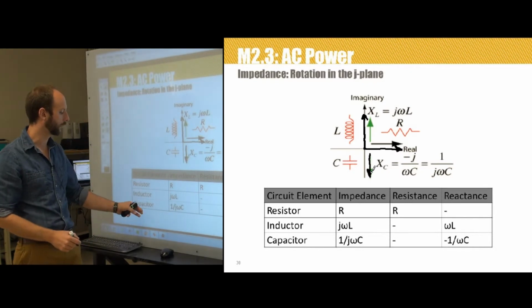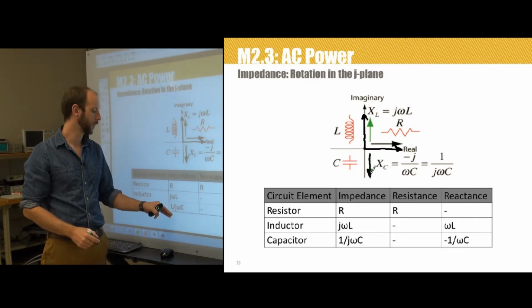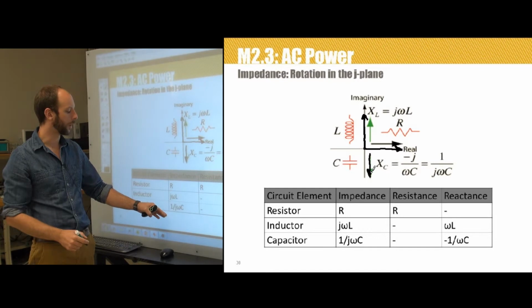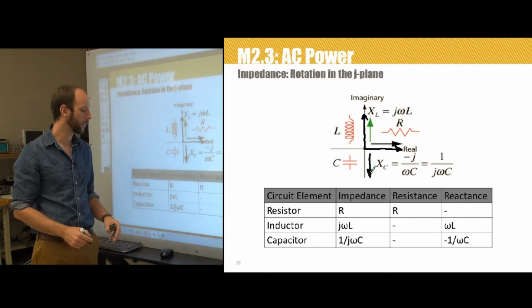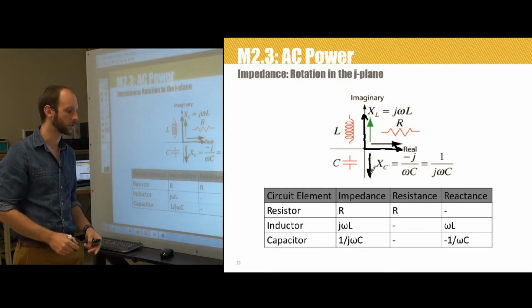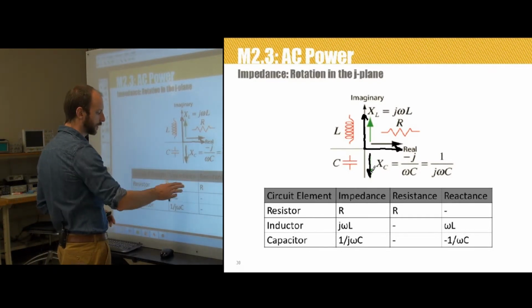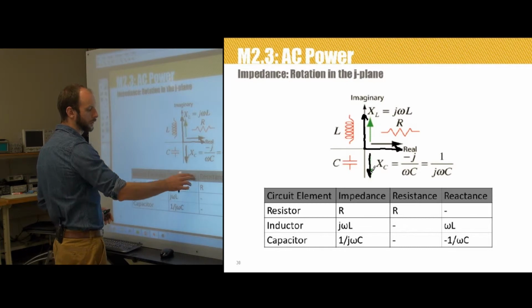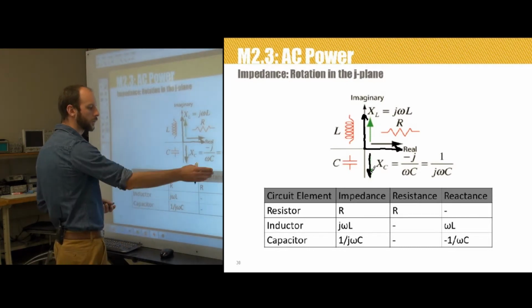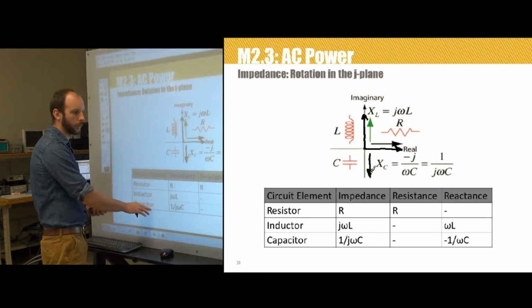The total impedance of a capacitor is 1 over j omega C, which corresponds to minus j divided by omega C, right? Multiplication by minus j causes negative rotation. The resistance of a resistor is R, so the impedance and the resistance of a resistor are the same. There is no such thing as a resistance of an inductor or capacitor.